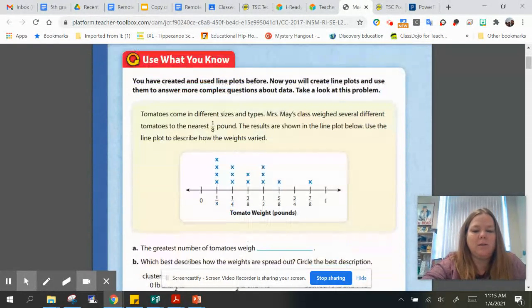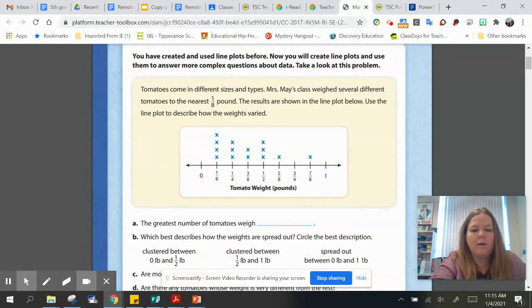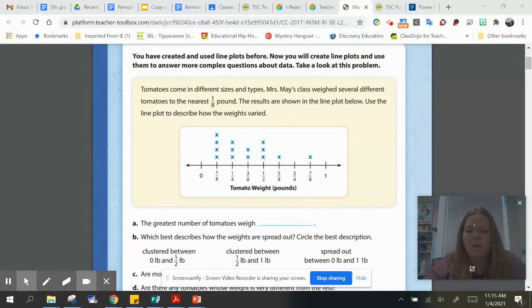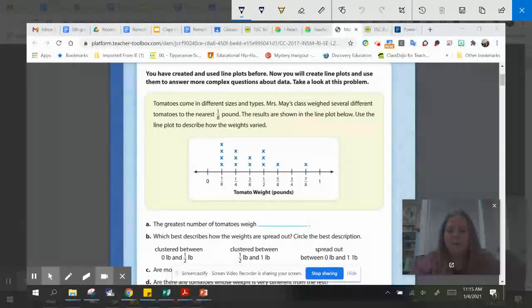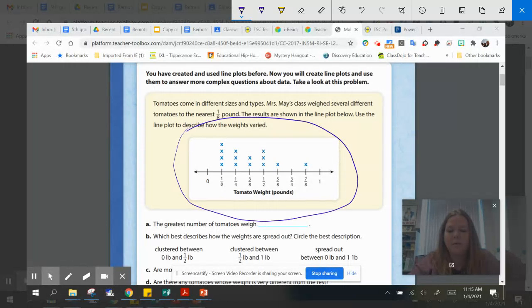So this is a line plot right here on the screen. A line plot is used to show information. The name of this line plot is tomato weight in pounds. This says 0 pounds, and no tomatoes weigh 0 pounds, right?